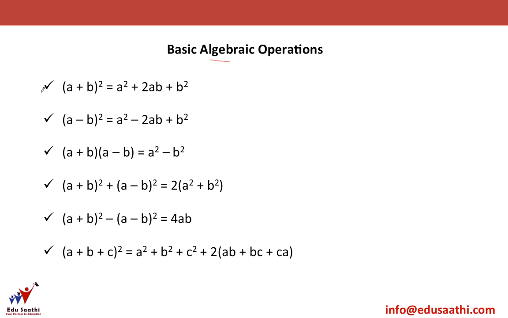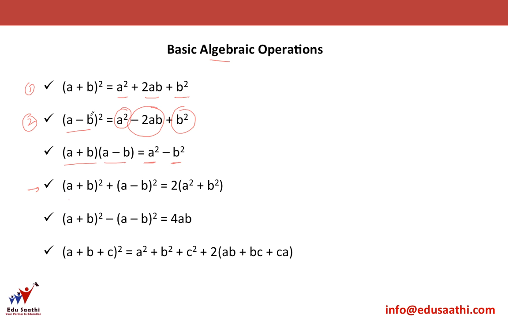Now here are a few identities which you should know. (a plus b) whole square is equal to a square plus 2ab plus b square. (a minus b) whole square is equal to a square minus 2ab plus b square. (a plus b) into (a minus b) is equal to a square minus b square. (a plus b) whole square plus (a minus b) whole square. This is nothing but the addition of identity number 1 and identity number 2 here.